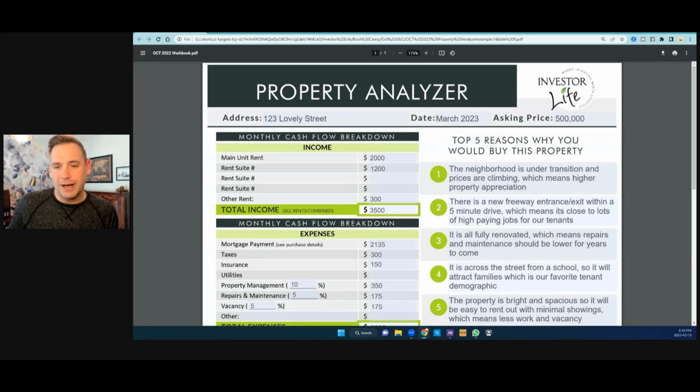For example, if we go back to this analyzer here, and we then find out we can only rent this for $3,000 a month instead of $3,500, that is going to affect our cash flow dramatically. And it's going to affect the way we perceive this property, the way our analysis of this property ends up turning out. So getting accurate rental income numbers is very important throughout this process.